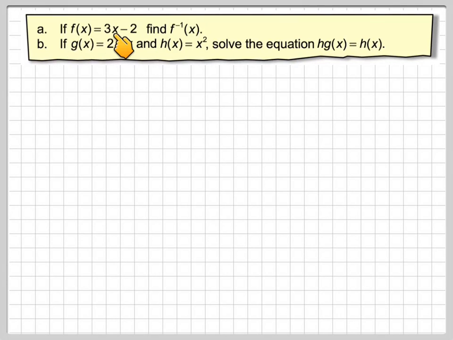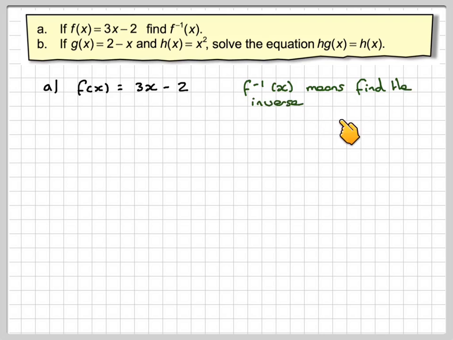If f of x is equal to 3x minus 2, find the inverse function f to the minus 1 of x. If g of x is 2 minus x and h of x is x squared, solve the equation hg of x is equal to h of x. This is about function notation. We've got f of x is 3x minus 2. F to the minus 1 of x means find the inverse.